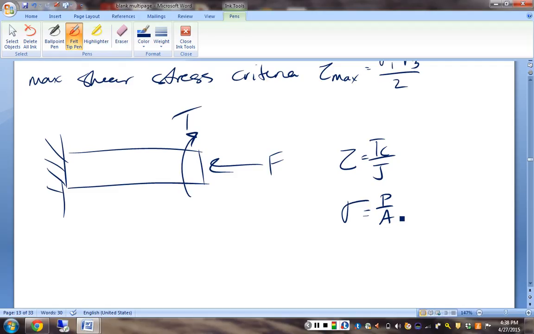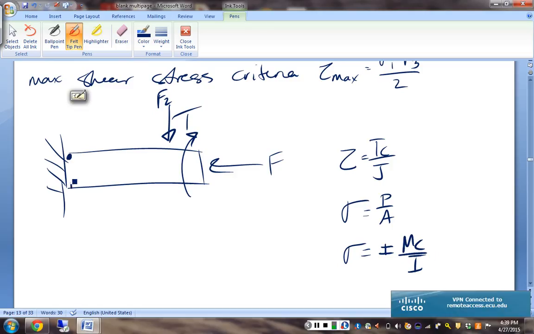And let's make it a little more interesting. Let's throw a load on there, and we'll call it F2. But what kind of stress is that going to make? It's going to make some bending stress. What kind? That's that guy. How do I calculate? Let's assume it's a symmetric cross-section. So it's MC over I. And it's going to be some tension there and some compression there, right?